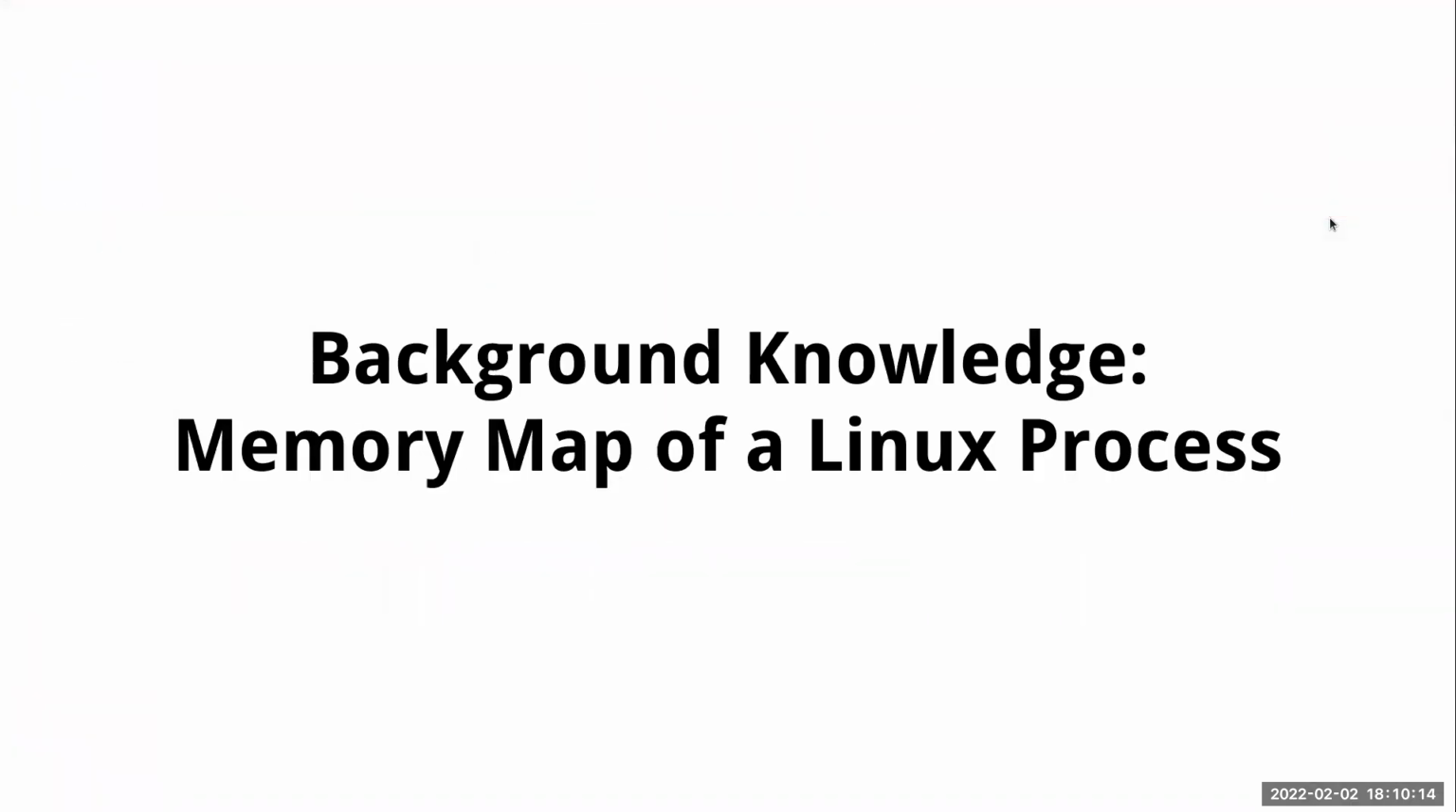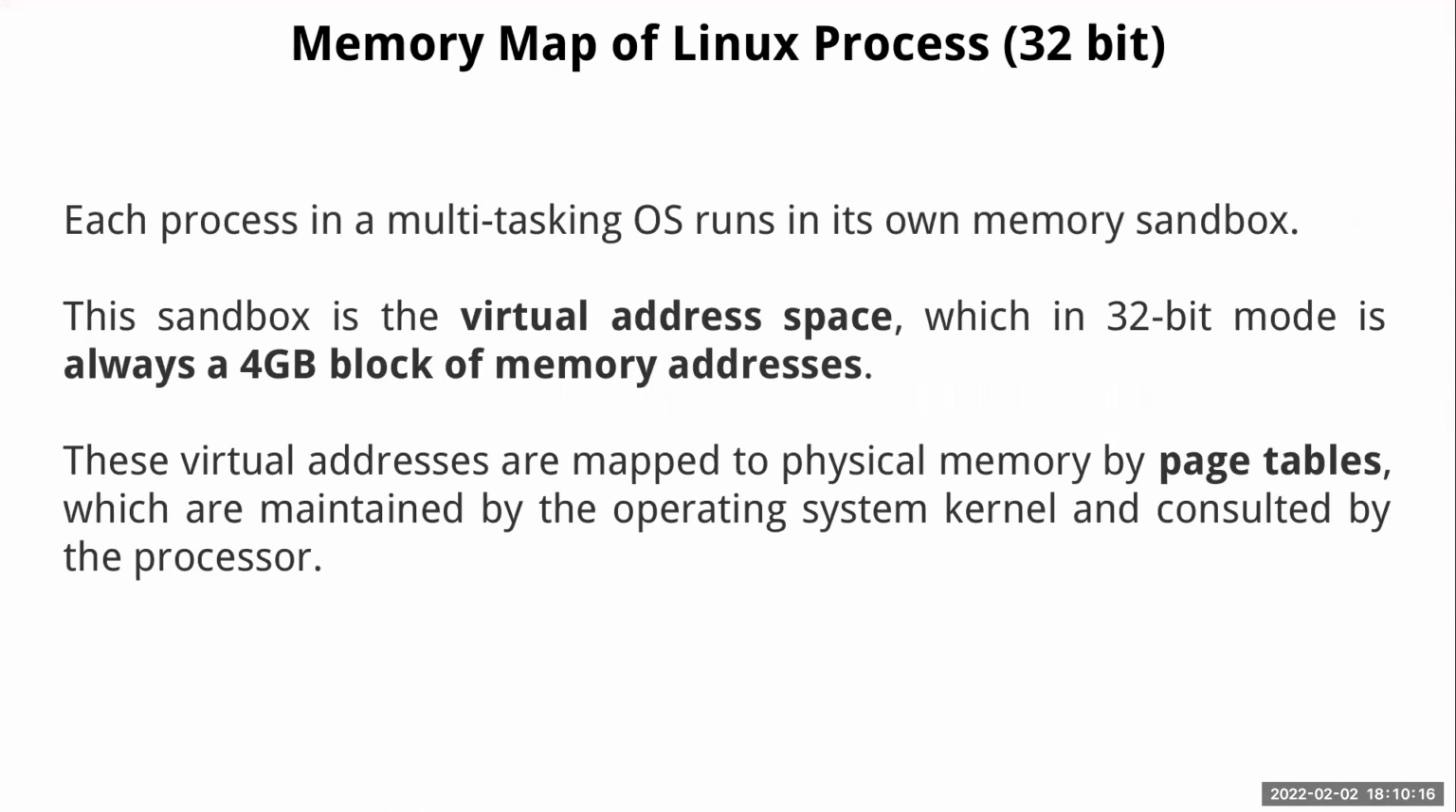A little bit about the memory map of a Linux process. Linux obviously is a multitasking operating system. You can run many processes at the same time. Each process, in the 32-bit version, has its own virtual address space, which is 4 GB. Because it's 32-bit, it's 4 GB of memory, and each process has its own.